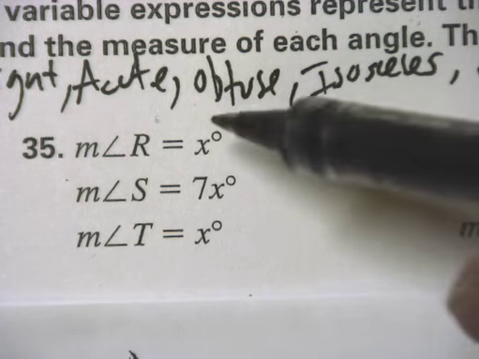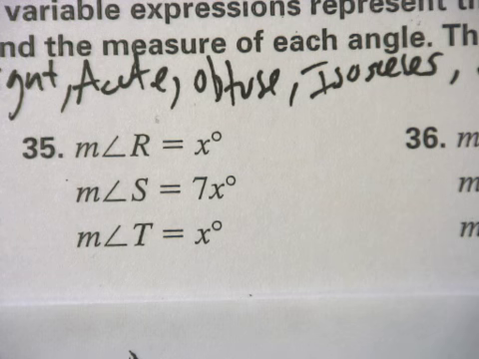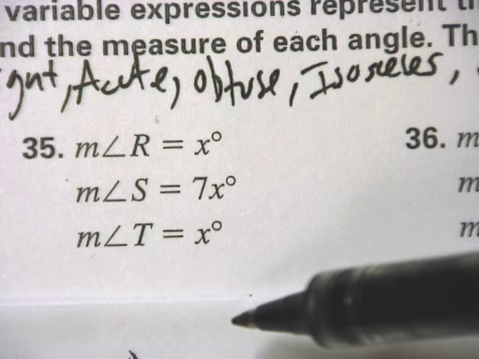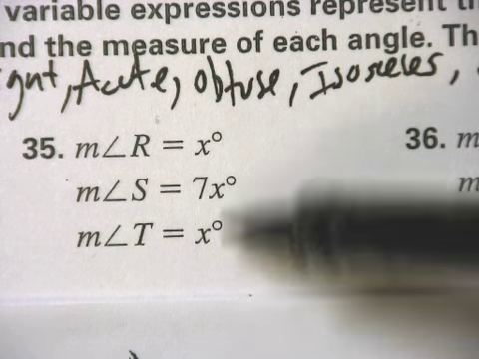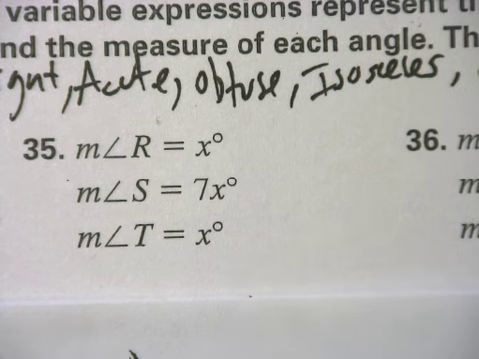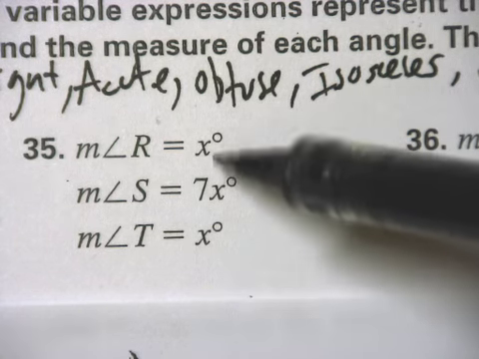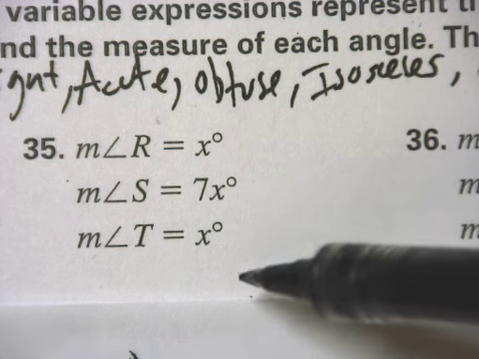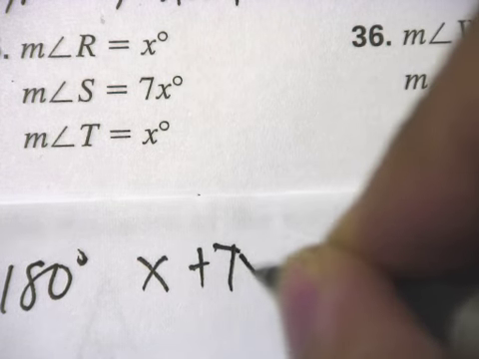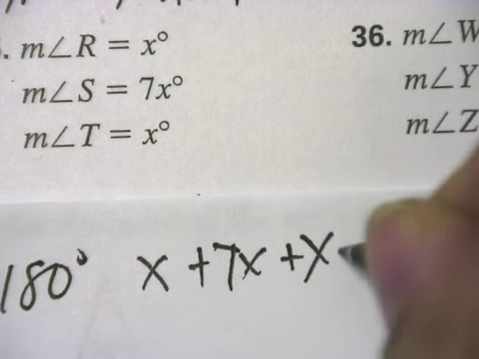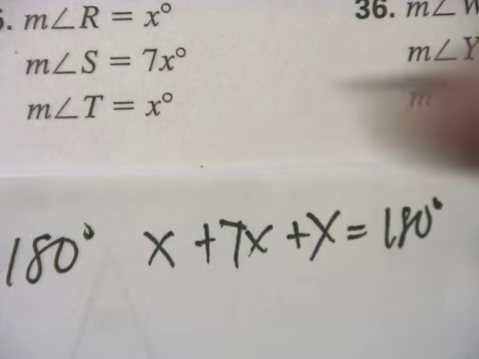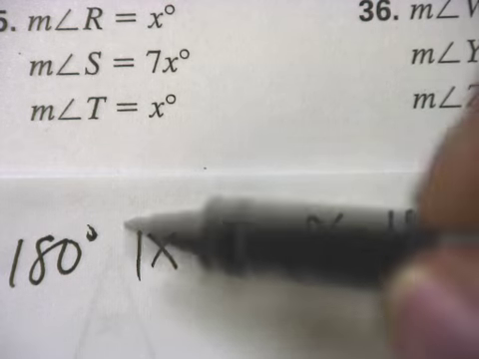Let's take a look at number 35. Question 35, I have x, 7x, and x. And probably just from looking at it right here, you should be able to tell what kind of triangle this is going to be. If you can't tell yet, I'm not going to tell you yet, but you should be able to see what kind of triangle this is just by looking at these variable expressions here. But let's add these all up together. Let's take x plus 7x plus x. If I add all those together, they should equal 180 degrees.